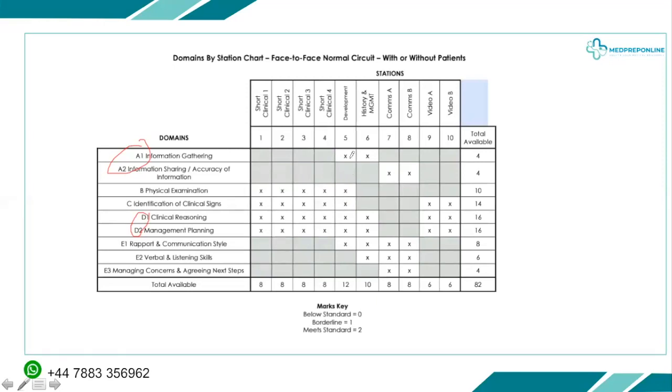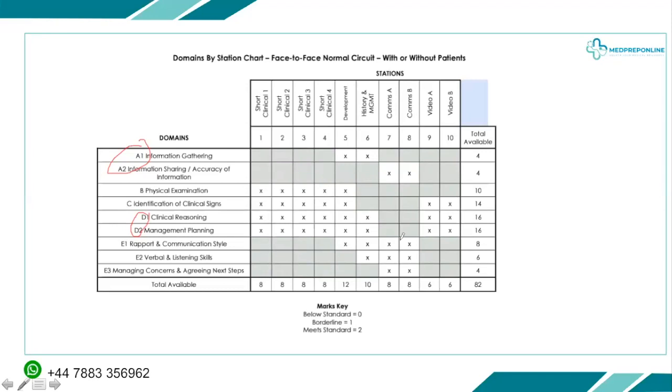Now in the developmental station, you can see A1 is tested, which means information gathering. And here you can see E1, communication style and rapport matters. Similarly, the history station is the same as the developmental, except you are not supposed to do the physical examination or identification of signs in the history station. However, they are checking the listening skills. And in the communication station, they are looking for A2, that is information sharing. All of E1, E2, E3 are very important for communication, and marks are allocated for these.